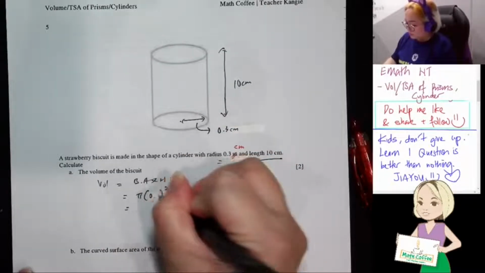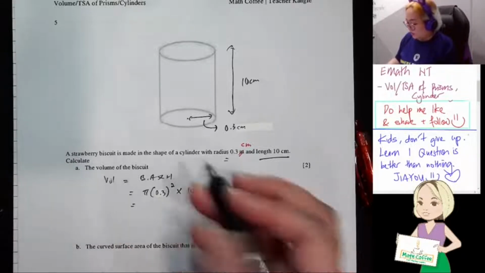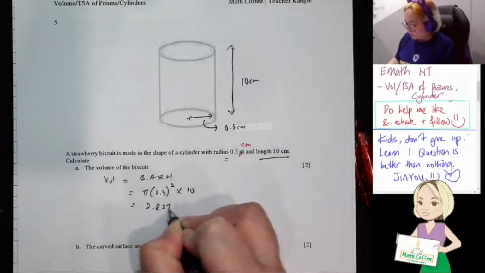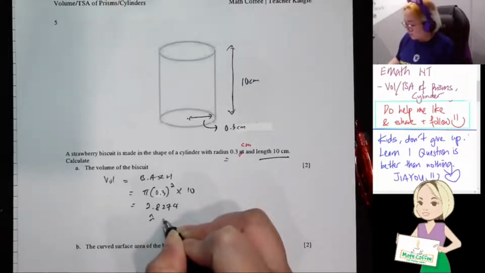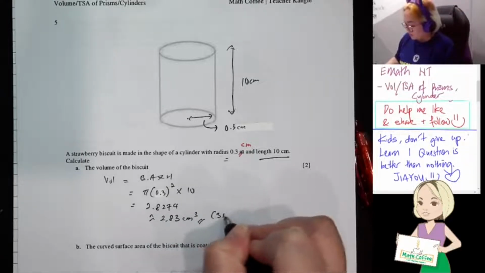So this is 0.3. So then we will use pi. So calculator pi multiplied by 0.3 square multiplied by 10. We get 2.8274. So round off to 3SF, we get 2.83 cm cube. 3SF.